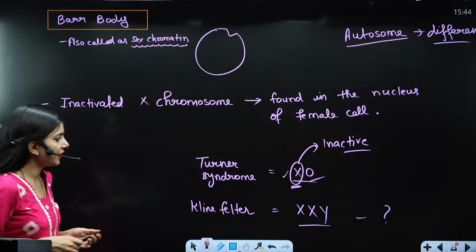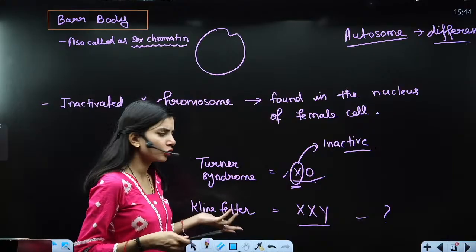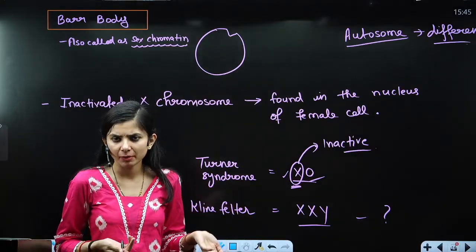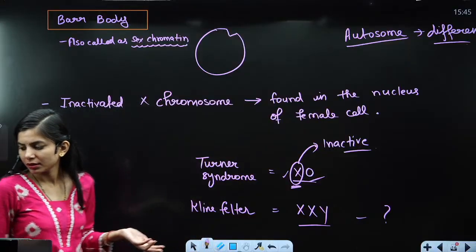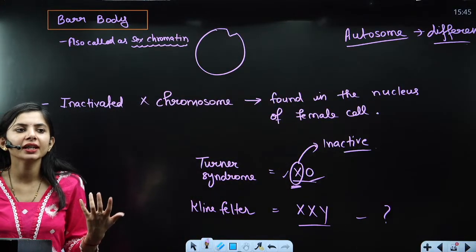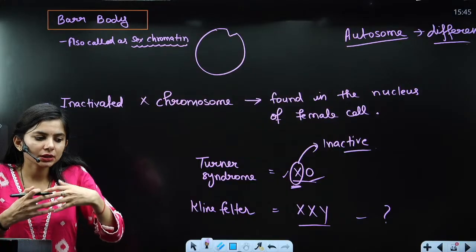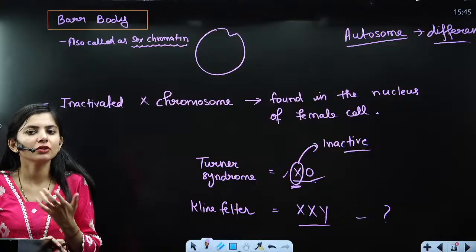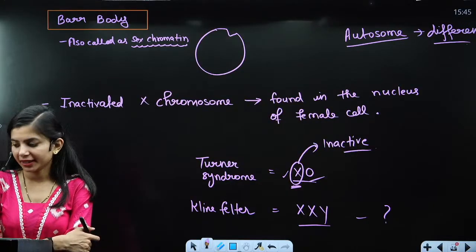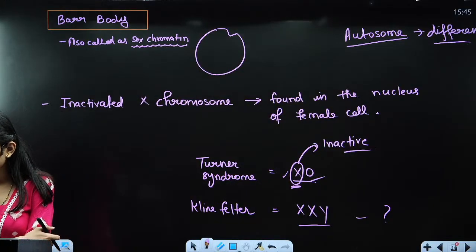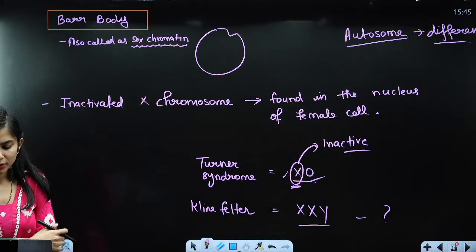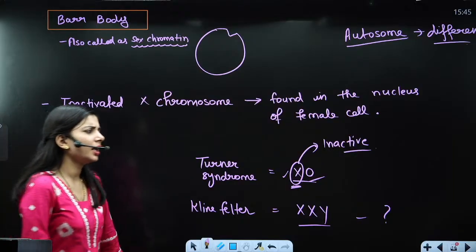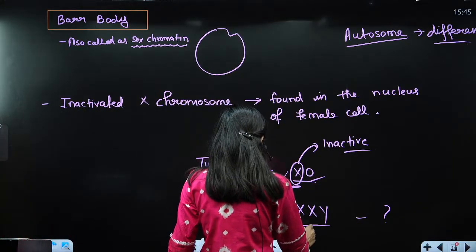Very good. If one X is inactivated, again there is going to be no issue. But still, that person would show feminine characters. I mean, even the Barr body cannot avoid the chances of being infertile or of having feminine characteristics. Hope you are getting my point. Okay, so this is what we know related to this. Tell me about the super female syndrome, XXX.